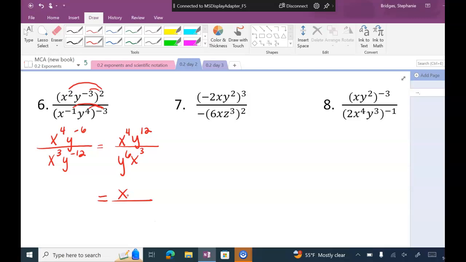And then I have 12 y's at the top, and I have 6 y's at the bottom. Where do I have the most y's? Top. How many more do I have up there? 6. And if nothing is at the bottom, I put a 1. Would that also be okay to write as just x, y to the 6th? Yes. Either way.